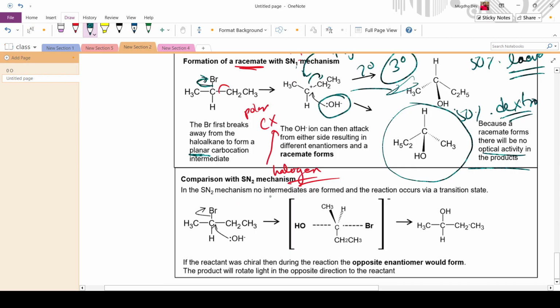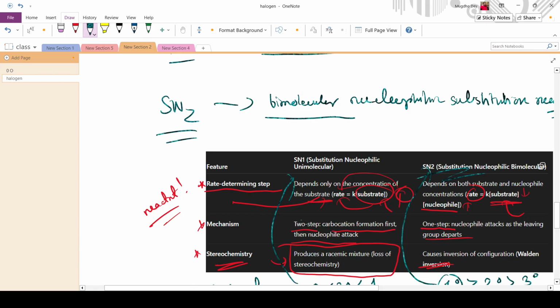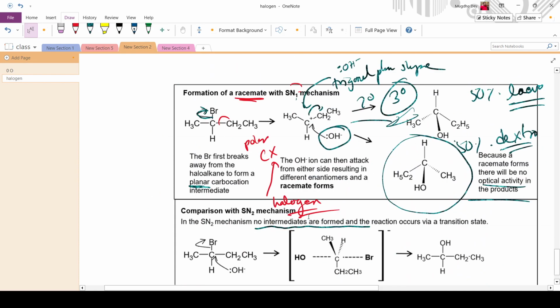In SN2 mechanism, no intermediates are produced. And again, remember the difference I mentioned: SN1 is a two-step process. The first step and then the second step, isn't it? In the first step, what happened? Carbocation was produced. In the second step, what happened? The species attacked, isn't it?